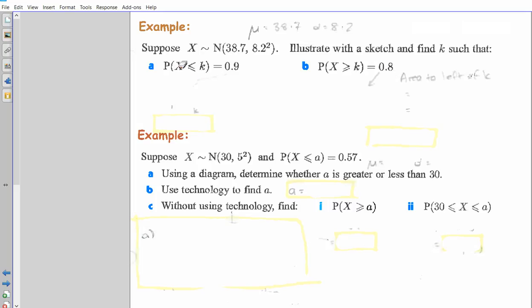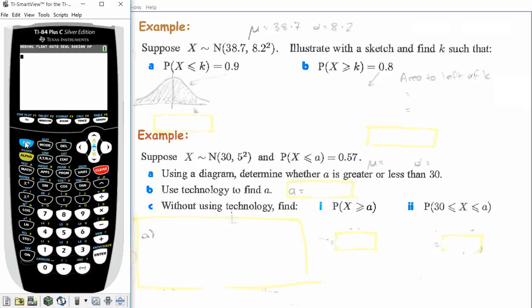So let's do a little sketch. Probability that x is less than k is 0.9. So that means that almost all of the distribution has been shaded. K would be somewhere right up here, because 0.9 area has to be to the left of it. So a little bit of 0.1 is to the right, but in the calculator we have to put in the area to the left. So just demonstrating what we'd put in the calculator, we'd go second vars 3, inverse norm. Area to the left is 0.9, so 0.9. We have to put in the mean of 38.7 and a standard deviation of 8.2.